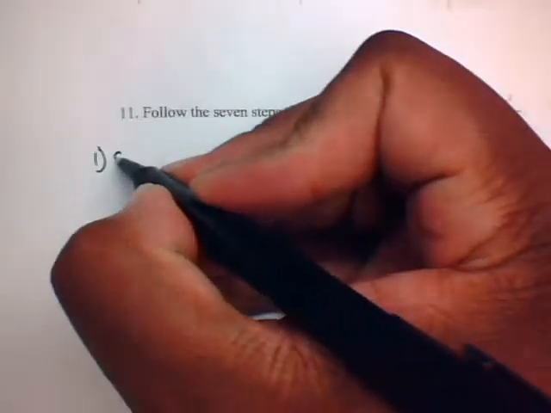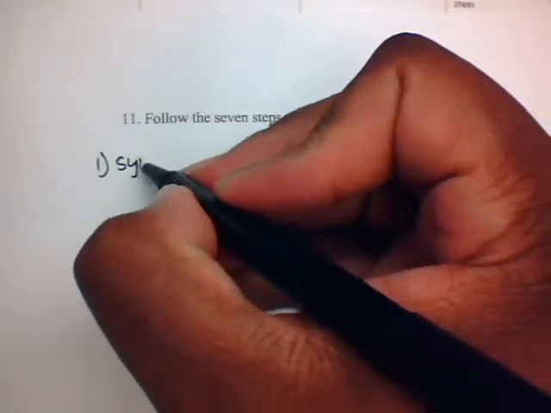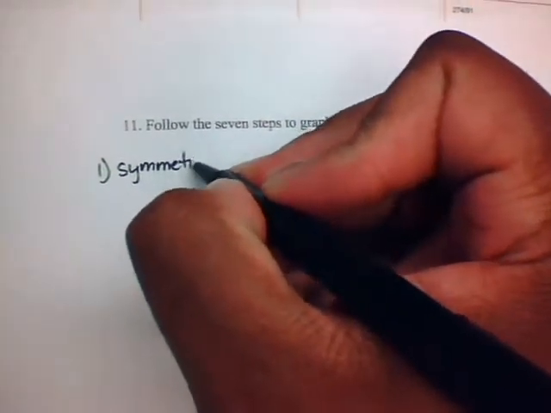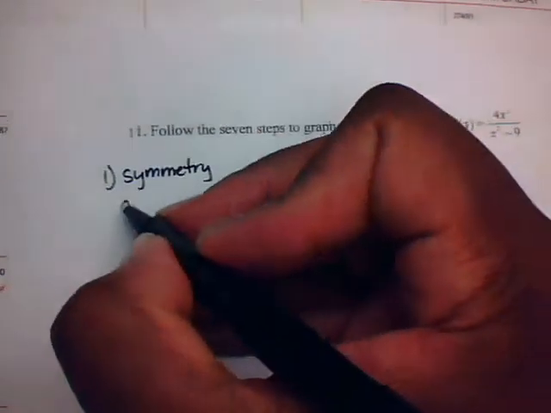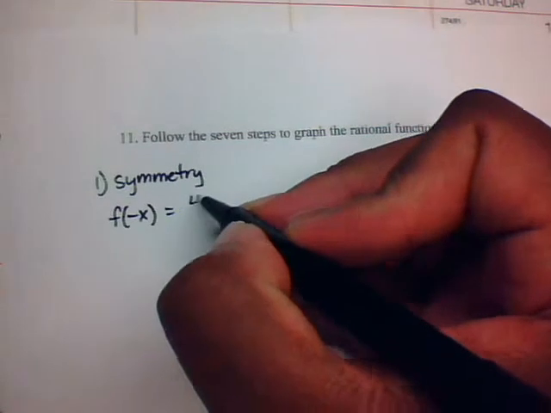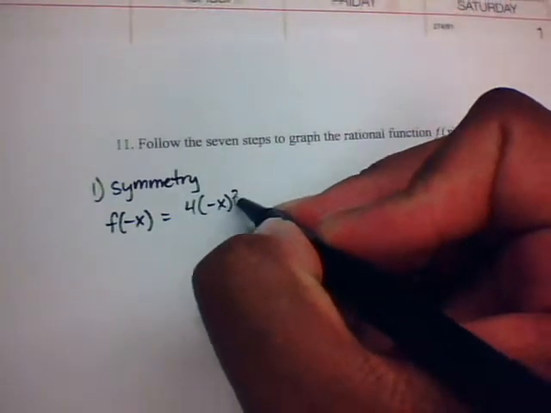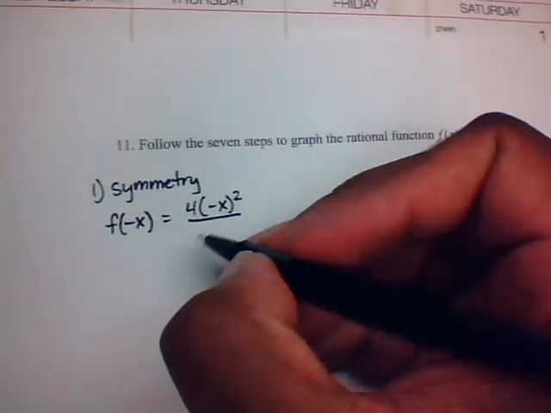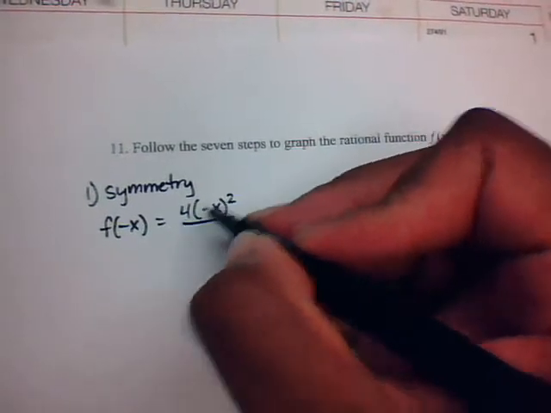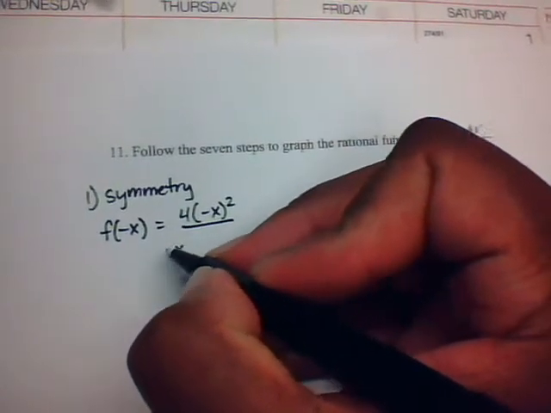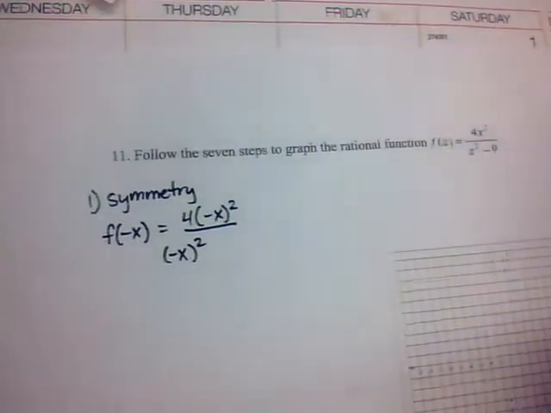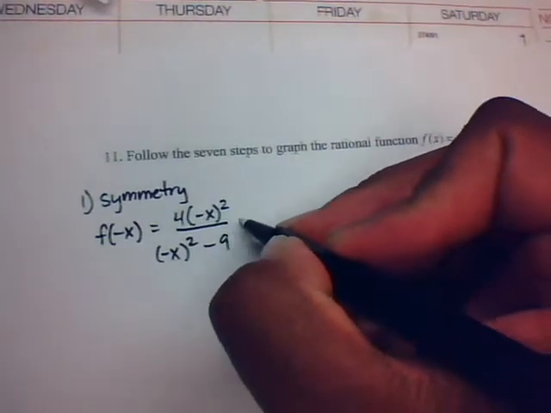You first determine whether or not this graph has symmetry. And we do that by replacing the x with negative x. And when we do that, you have negative 4, well, not negative 4, just positive 4, and then negative x will be squared, over negative x squared minus 9.